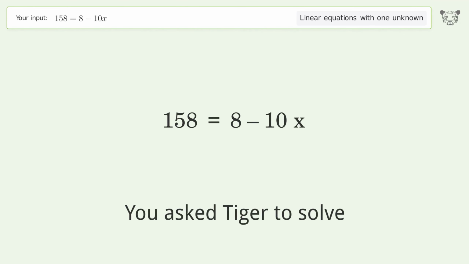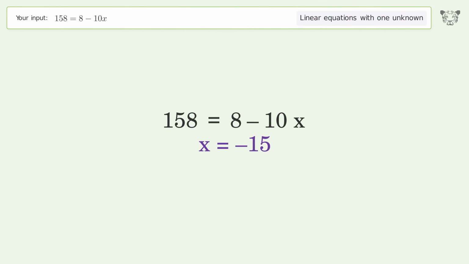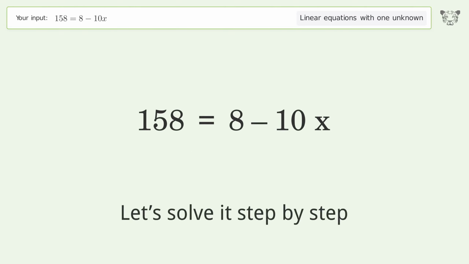You ask Tiger to solve. This deals with linear equations with one unknown. The final result is x equals negative 15. Let's solve it step by step.